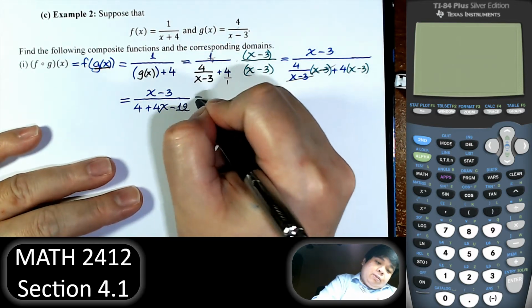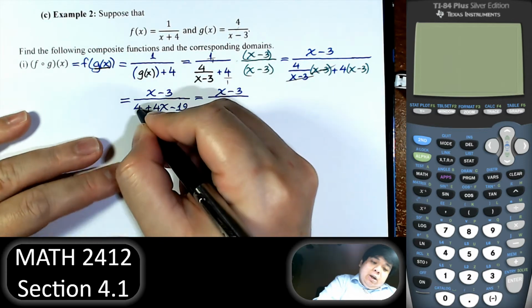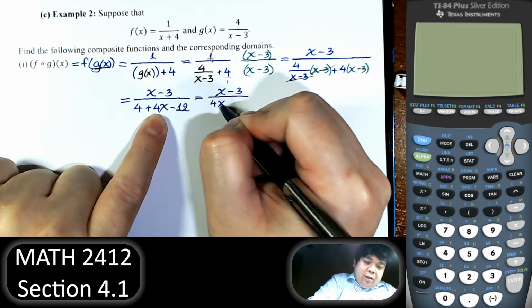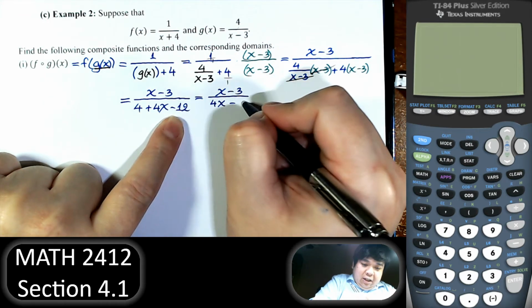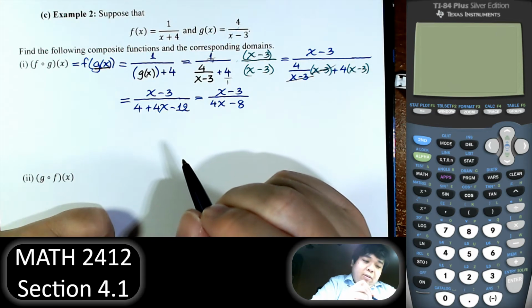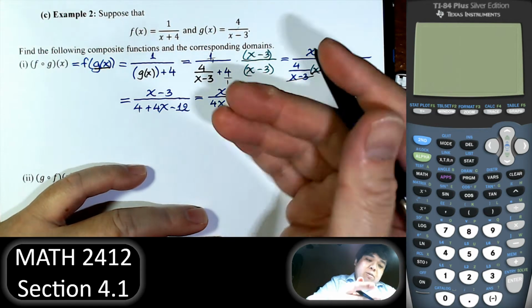Right, now we simplify, we have x minus 3 over 4x minus 8. Right, so that's what we have.